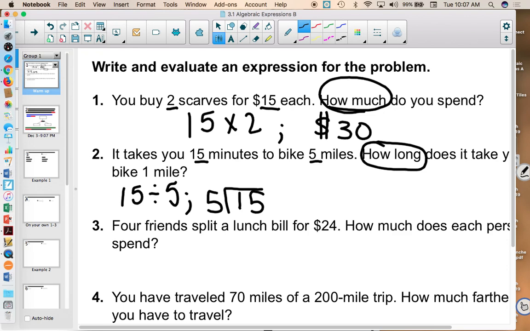All right, good job. Oh, by the way, you can have your calculators. Go get them. Go get your calculators. Because at this point, I want to know, do you understand how to solve it, not can you multiply or divide?